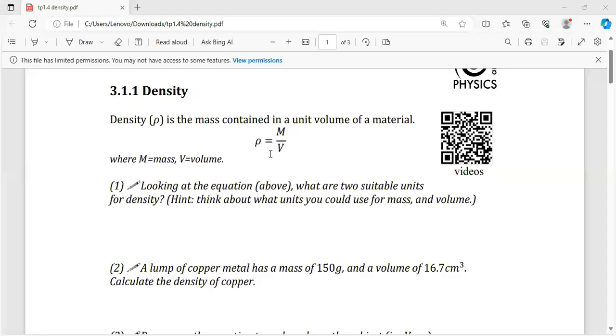All right, so for today, we'll try to answer this worksheet about physics. The topic is density.